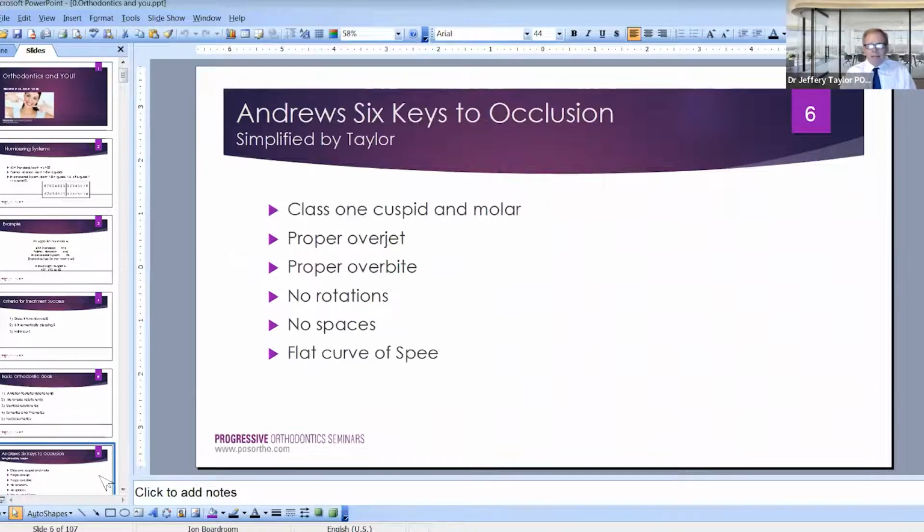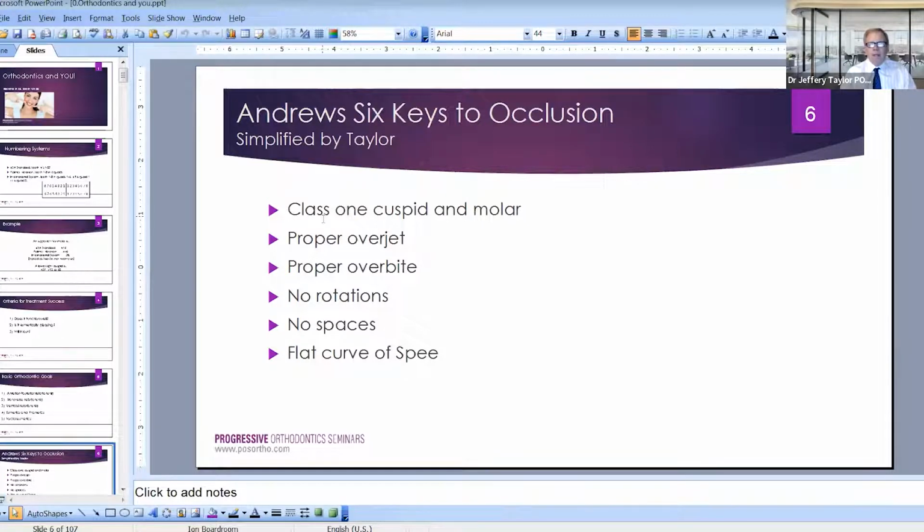Okay. And I modified Andrews' 6 keys to occlusion. Larry Andrews was a very prominent orthodontist in Newport Beach, California. Little did I know it, but when I was in high school, I would go right by his office every day because it was only about 2 blocks from where I went to high school at Newport Harbor High. And now there's a whole bunch of Andrews offspring, and they teach down in the South County, San Diego neighborhood. He came up with these 6 keys to occlusion, and I modified them because the terminology he used was a little more difficult.